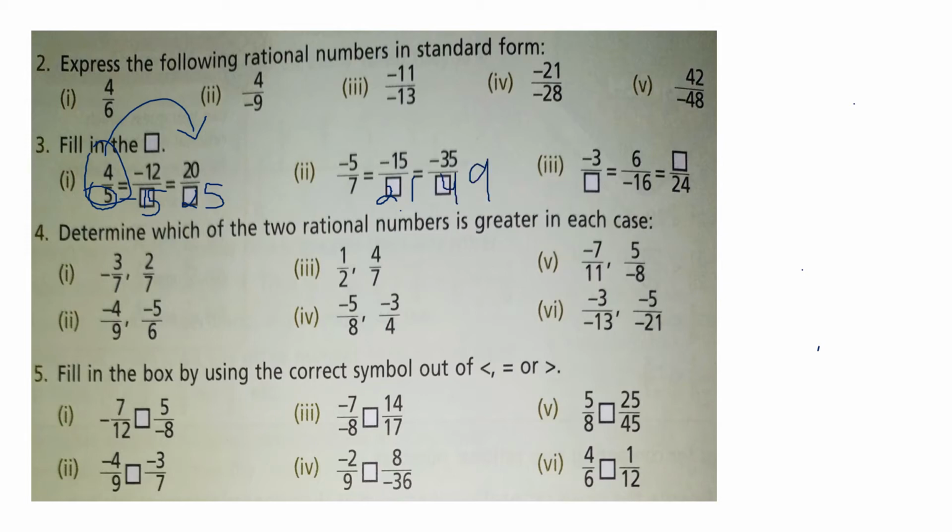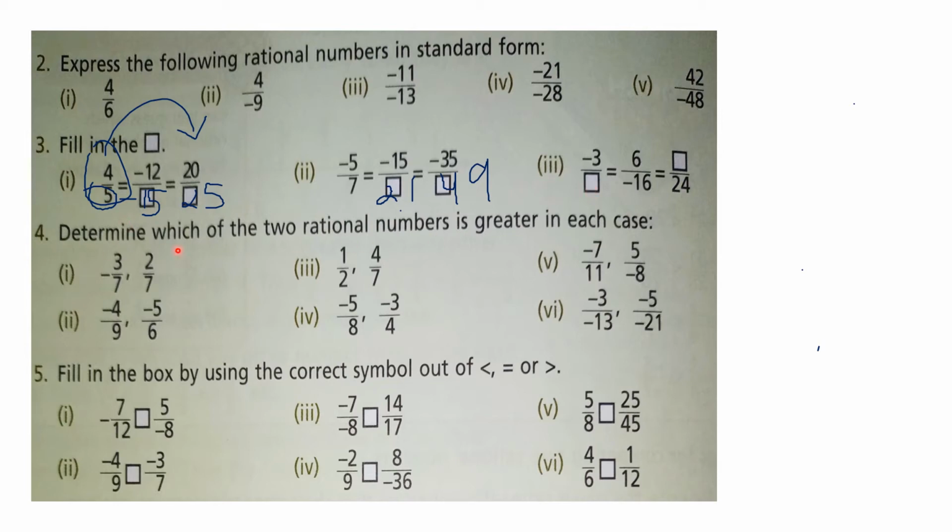Now the third part you have to do by yourself. 3 2s are 6. It means there should be a number here that when we multiply by 2 we get minus 16. So you have to think of that number, which when multiplied by 2 makes minus 16.